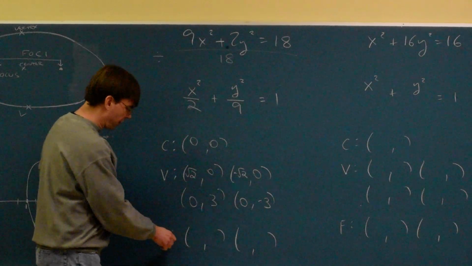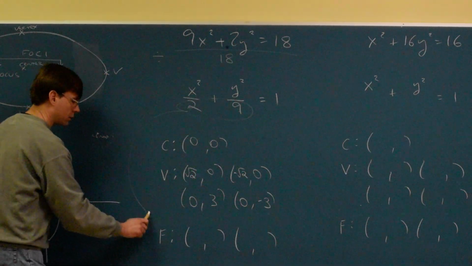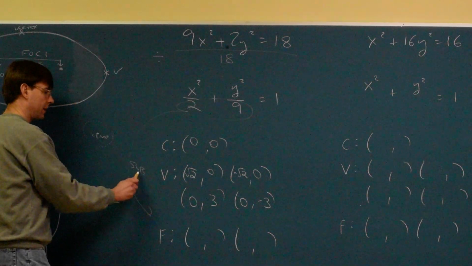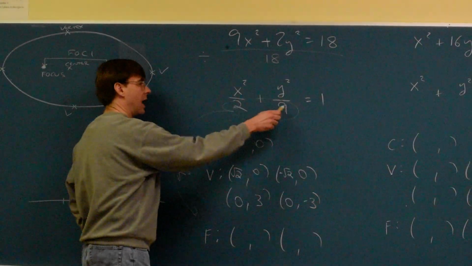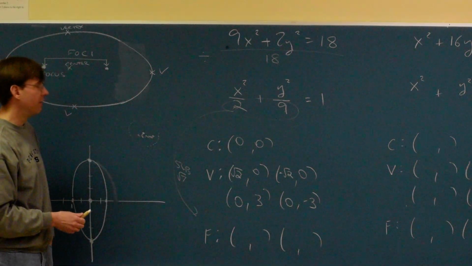Then there's points called the foci. To do the foci, we're going to look at both of those numbers. We're going to subtract them and root. 9 minus 2 is 7. We're going to do the root of 7.